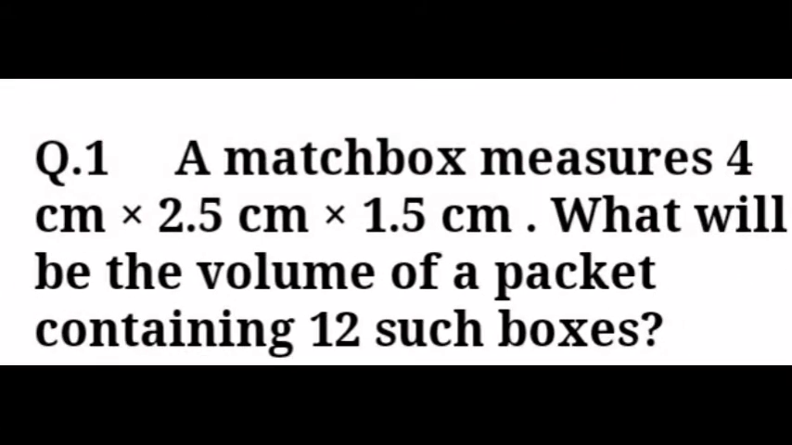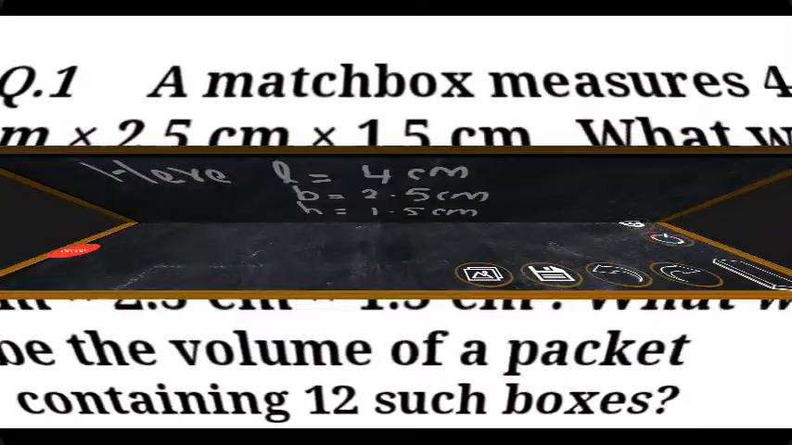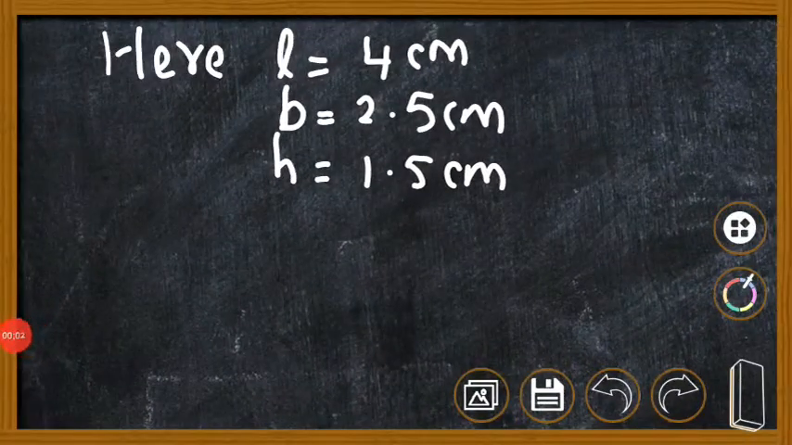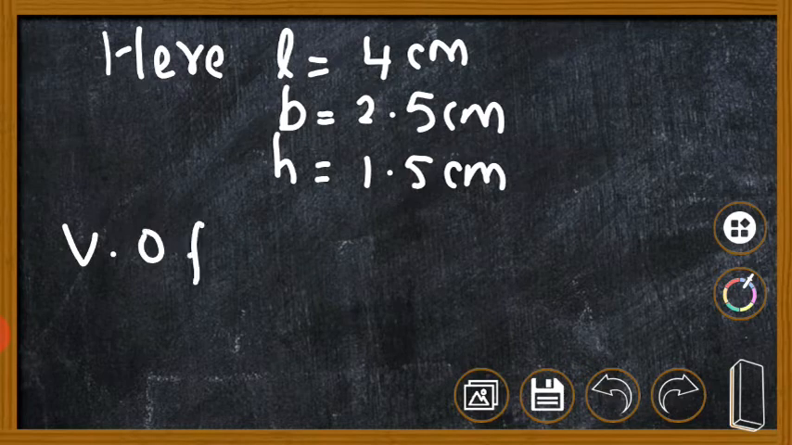A matchbox measures 4 cm by 2.5 cm by 1.5 cm. What will be the volume of a packet containing 12 such boxes? Here, what is given? L, B, H, all the measurements are given. So L is equal to 4 cm, B is equal to 2.5 cm and H is equal to 1.5 cm. And what do you have to calculate in this problem? Volume of the packet.